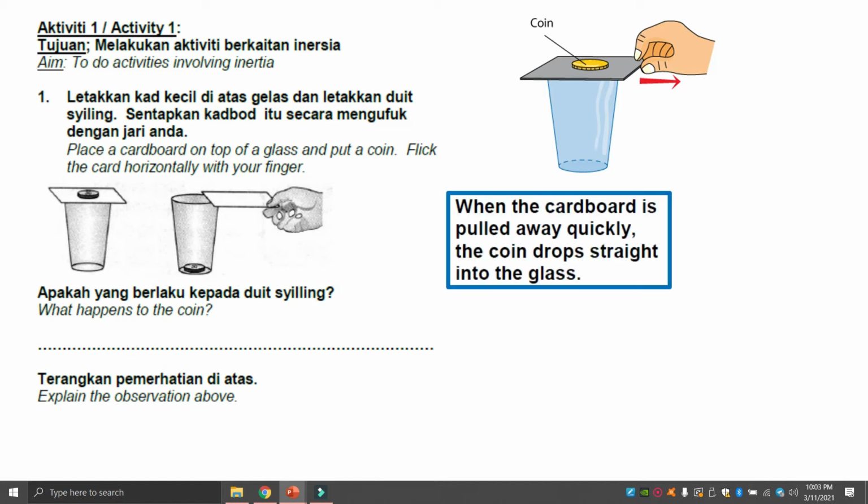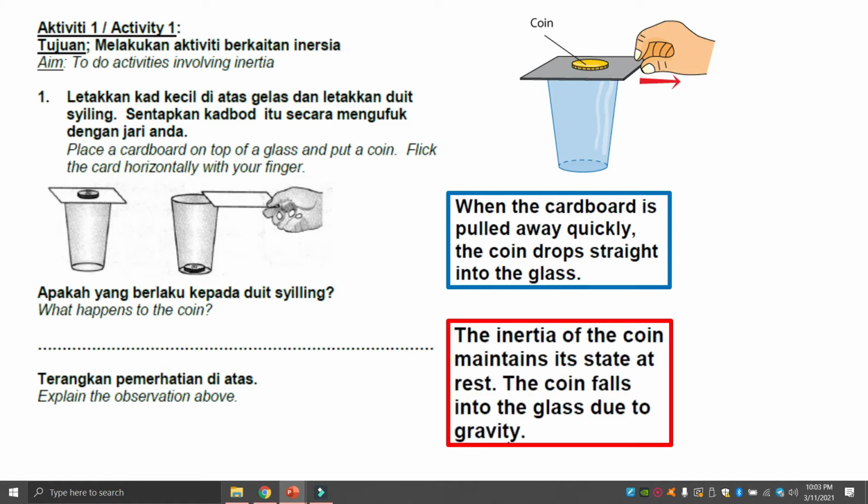So when the cardboard is pulled away quickly, the coin drops straight into the glass. Then you have to explain the observation of why it goes straight into the glass. The inertia of the coin maintains its state of rest. It doesn't want to follow the cardboard, so it will fall down into the glass. So the inertia of the coin maintains its state at rest, and the coin falls into the glass due to gravity.